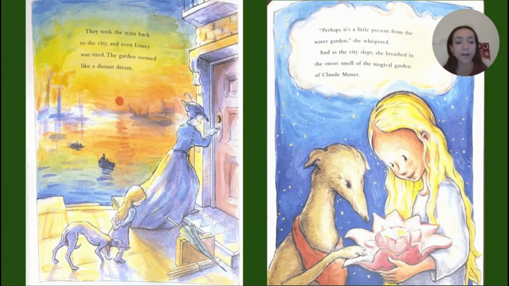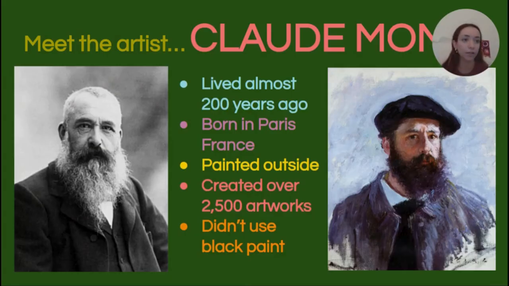So that was the final page of the book, and first I want to introduce the artist, who is actually who the book is about. Claude Monet is not just a character in the book, he's actually a real person, and he lived almost 200 years ago, in the 1800s. He was born in Paris, France, which is right where the Eiffel Tower is, and that's where, like I said, he did all of his paintings.